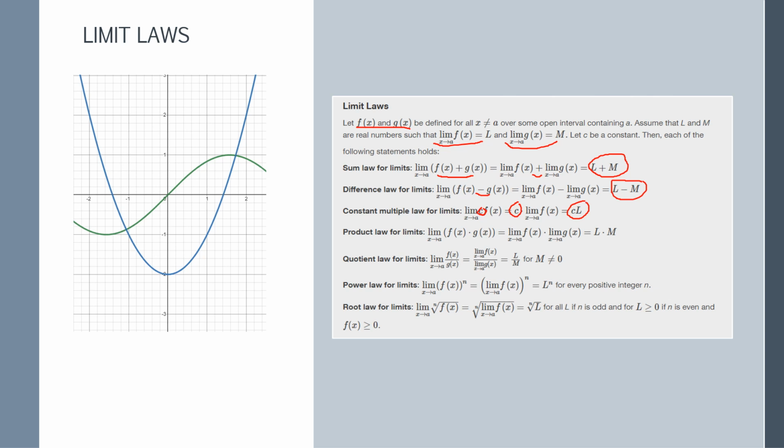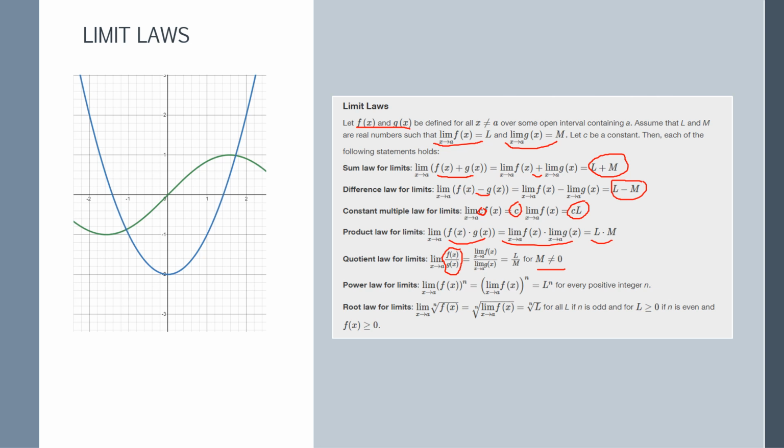Okay, then the product law for limits says that if we have a product inside the limit, then we can distribute this as the product of two limits. So that turns out to be L times M. Then the next rule is the quotient law for limits. If we have a division of two functions and we would like to find the limit of this quotient, then we can just take the quotient of the limits as long as the denominator is not equal to 0, right? So as long as the limit as x goes to a of g is not equal to 0.